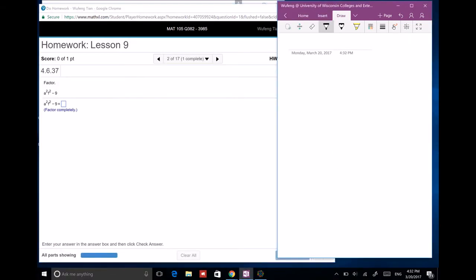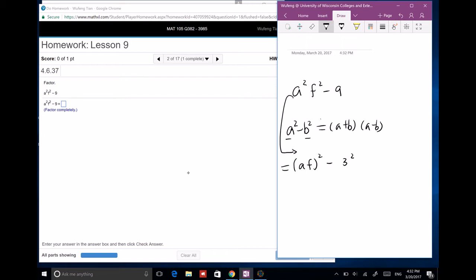Okay, next one, a squared f squared minus 9. We know that a squared minus b squared, the formula is a plus b times a minus b, the difference of squares formula. So you get af squared minus 3 squared from here. Rewrite into a difference of squares, so both of them are squares. So now you have af plus 3 times af minus 3.